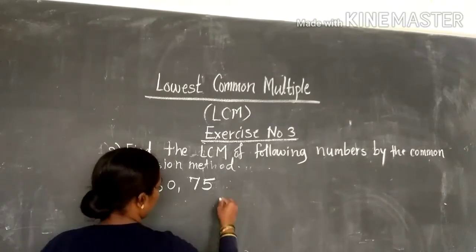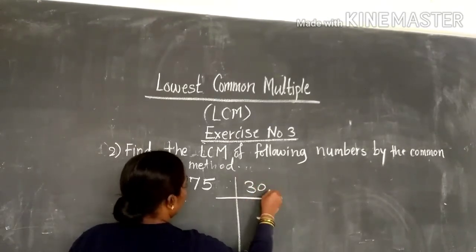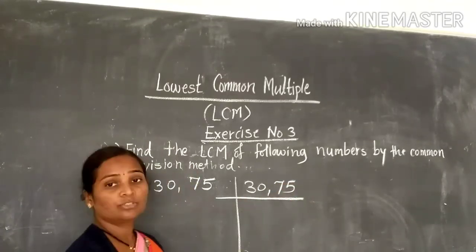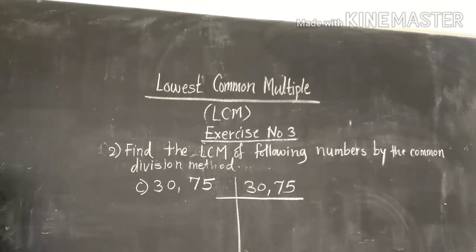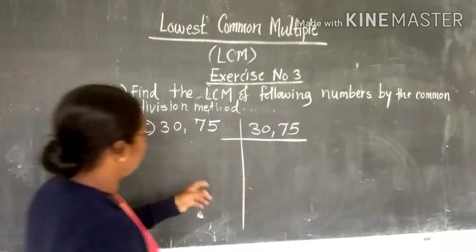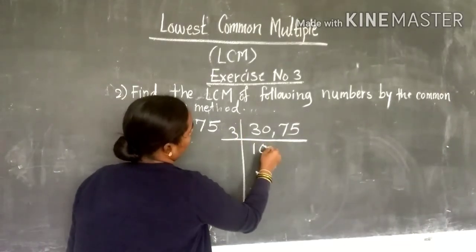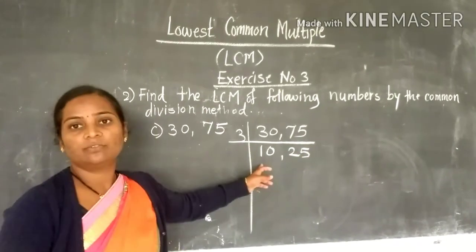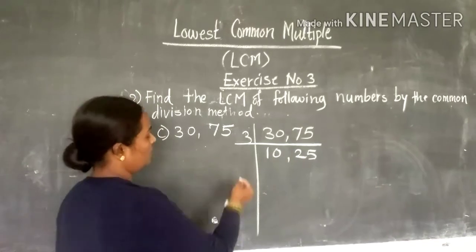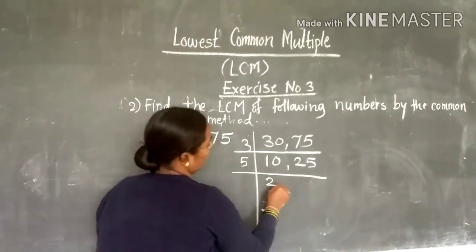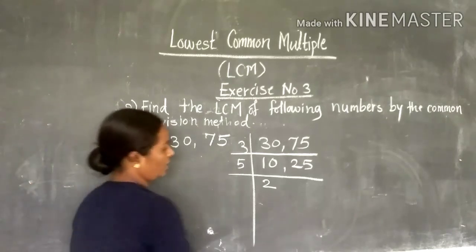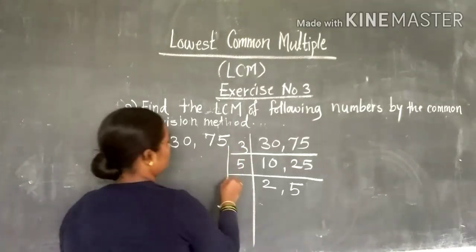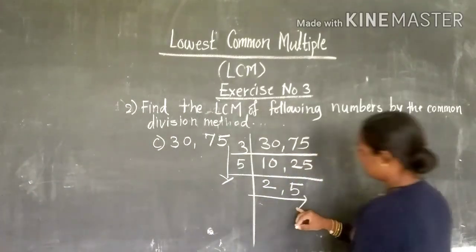Now here is the next question: 10 and 25. Can both numbers be divisible by 2? No, it is not possible. So which number will we take next? That is 3. Okay, 3 tens are 30, then 3 twos are 6, 3 fives are 15. Now we got here 10 and 25. These numbers can be divisible by 5. So 5 twos are 10 and 5 fives are 25.